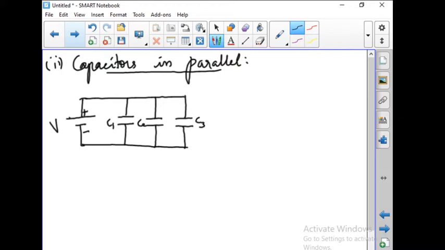Whereas here, the corresponding sides of the capacitors are connected to the same positive and negative terminals of the battery. That is, this side is connected with the negative terminal, so the same sides are connected with the terminals. Similarly, all the other sides are connected with the positive terminal. The voltage across each capacitor is equal. So all three capacitors have a constant voltage V.